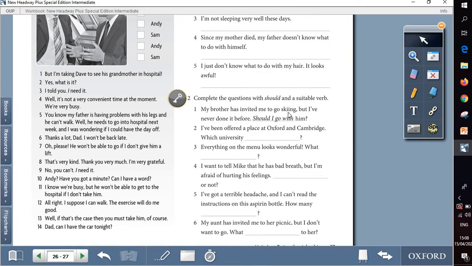My brother has invited me to go skiing, but I've never done it before. Should I go with him? So we will follow the same structure of the first example.